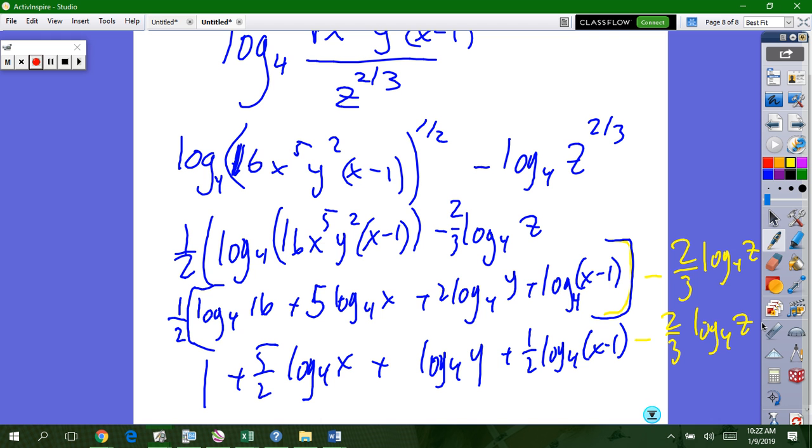So he comes still, he's a power though, so where is he going to go? Out front. So minus 2/3 log base 4. He was still right here. He was right here underneath. Does that make sense?